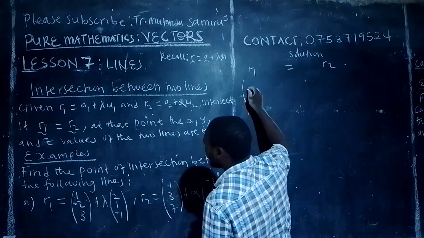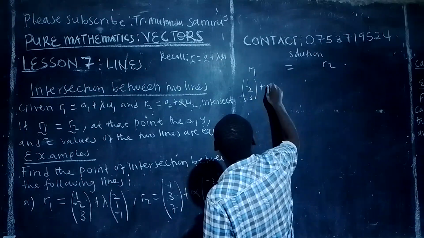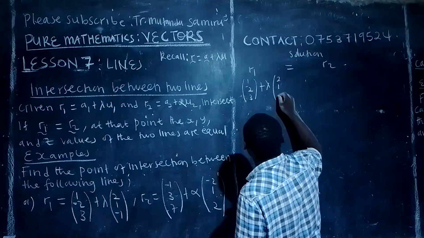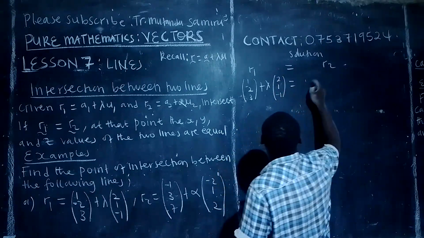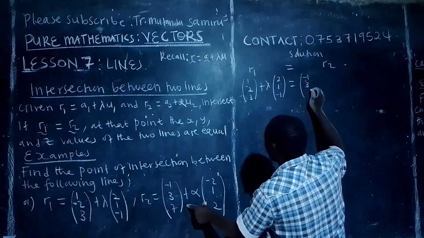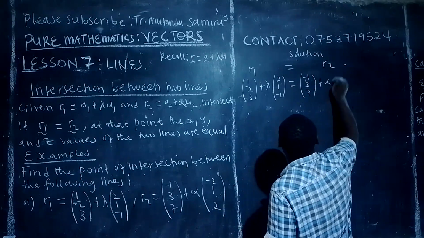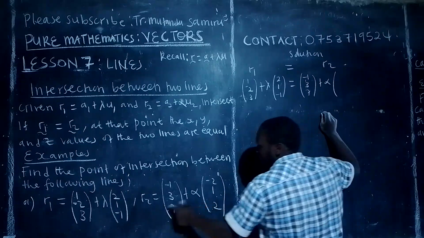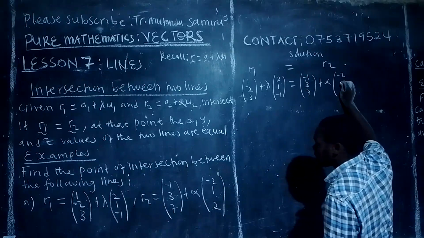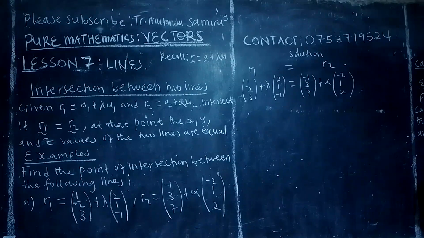This part here, it is (1, -2, 3) plus lambda (2, 1, -1) is equal to R2, is this one, (-1, 3, 7) plus alpha. Now here they change a reason that there are two different lines. That's why they are changing. So (-2, 1, 2). Now after doing that, you must now generate equations which we will later come and solve.